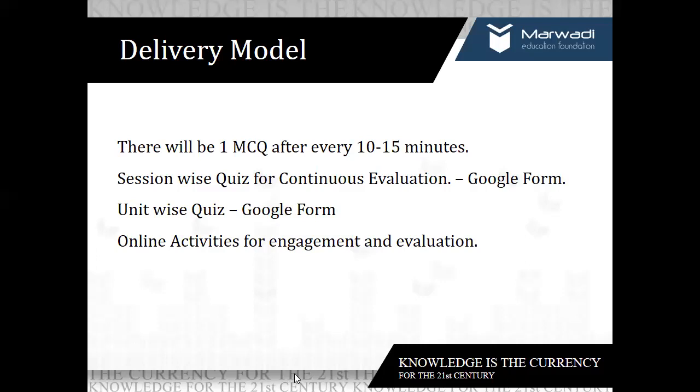Fine. So I want you people to revise and understand the things very well. That's why, to stay connected with you people and keep you connected with me, at the end of 10 to 15 minutes there will be one MCQ within the presentation, within the session. At the end of the session, there will be one quiz.